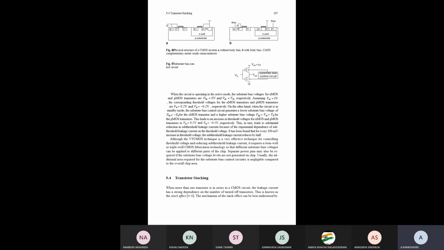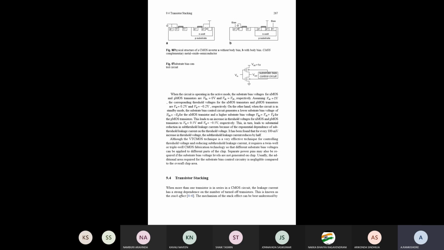So this will be most affected by the battery life of the device. If the subthreshold leakage current becomes more and more, then that spoils the battery of the device, and then we can't use the device in a proper manner.